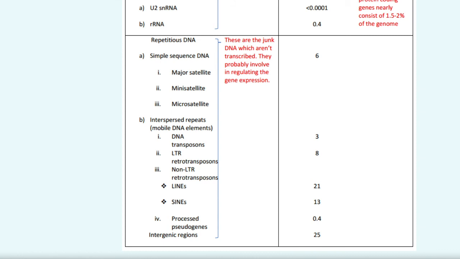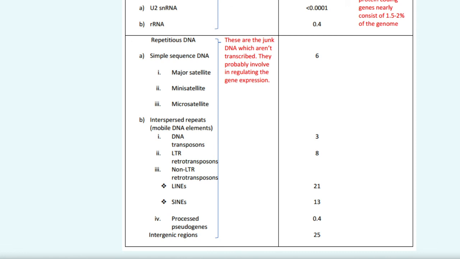Processed pseudogenes. They are the pseudogenes that are the result of the reverse transcriptase enzyme function. As you know, the pseudogenes are really similar to the coding genes, but without the functional expression. And finally, intergenic regions. They contain 25% of our genome, and they are the spacer between the coding genes.